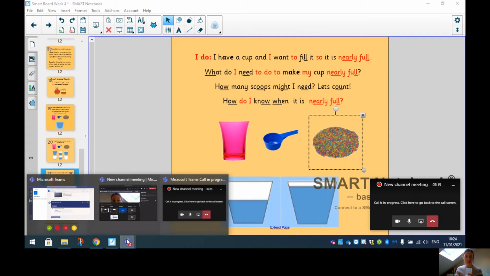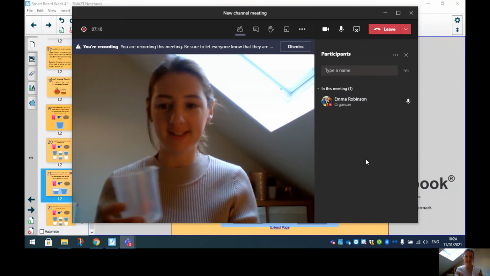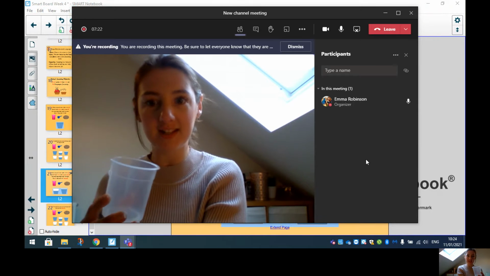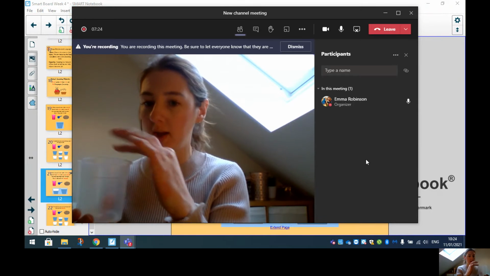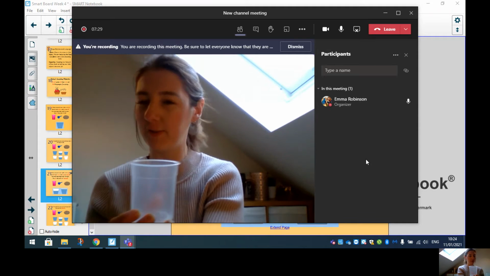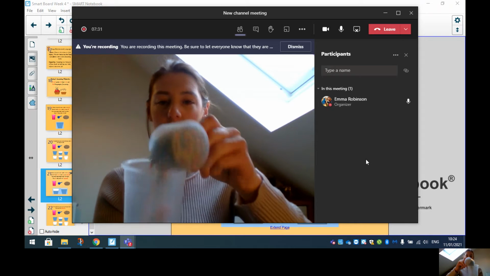So let me go back onto my camera so you can see. Are we ready? See if you can count the scoops for me. See if we can get it nearly full. So not all the way to the top, nearly full. I'm going to go to about here, I think. I think that would be about nearly full. You ready? Count with me.